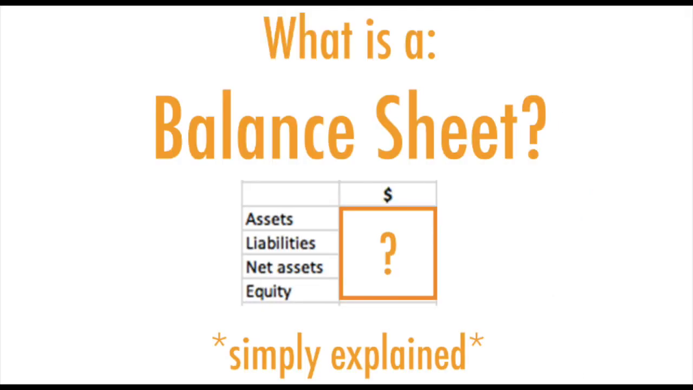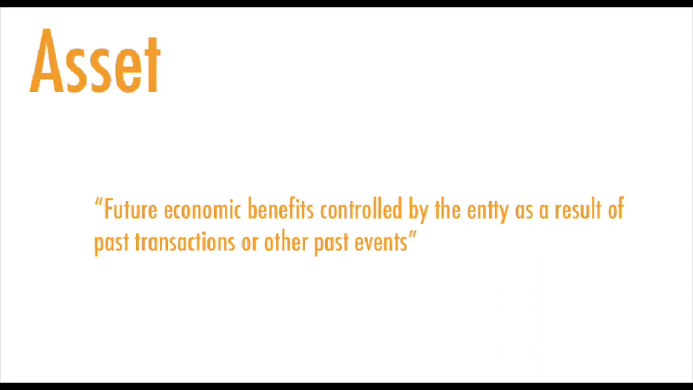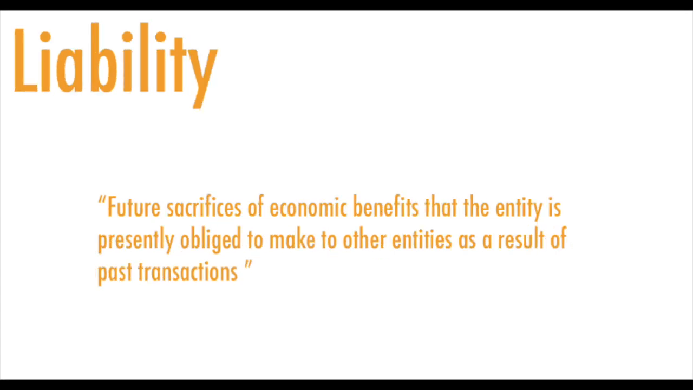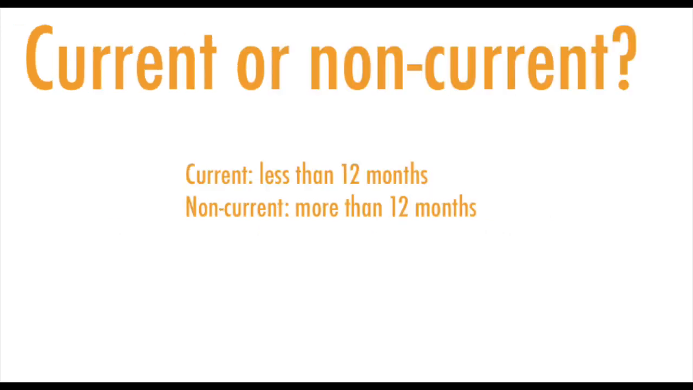Let's start with the assets. Per Statement of Accounting Concepts 4, an asset is future economic benefits controlled by the entity as a result of past transactions or other past events. Statement of Accounting Concepts 4 defines liabilities as the future sacrifices of economic benefits that the entity is presently obliged to make to other entities as a result of past transactions. So basically, whether or not it is a good or a bad thing for the entity.